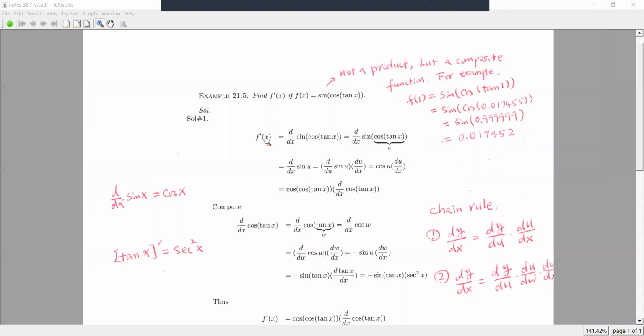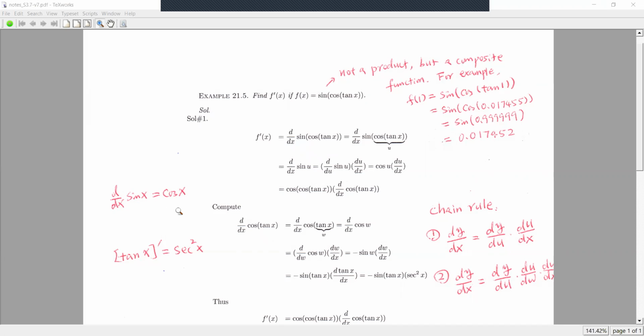Now, take the derivative of the function f. The function is quite complicated. To simplify the function, I denote cosine of tangent of x by u. Then the function is reduced to sine of u. To compute this derivative, I want to use this formula: the derivative of sine is cosine.